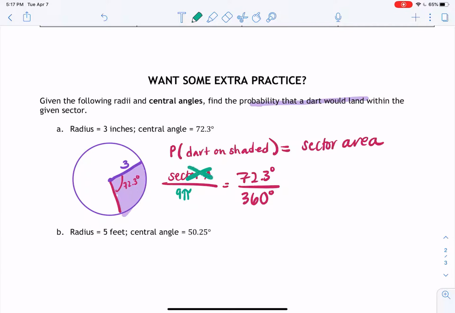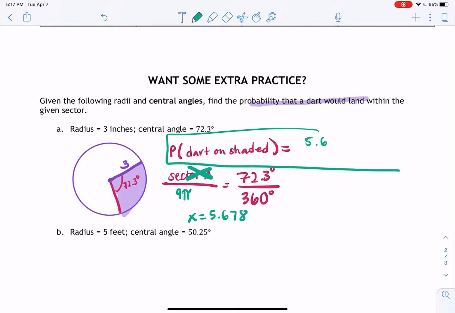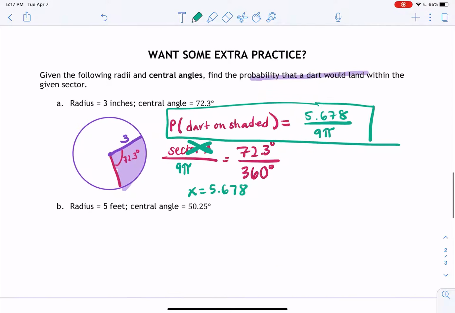And sector area, we'll call that x. Let's do our undoing. Pi times 72.3 divided by 360. So that's our sector area. So the probability that the dart is going to land on shaded is our sector area divided by our total area. Nice. Try this last one on your own, and then I'll put up my results.